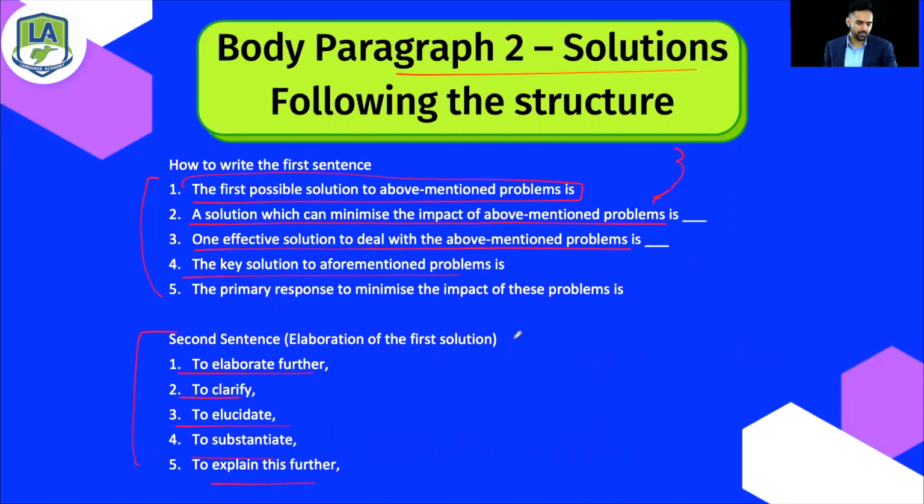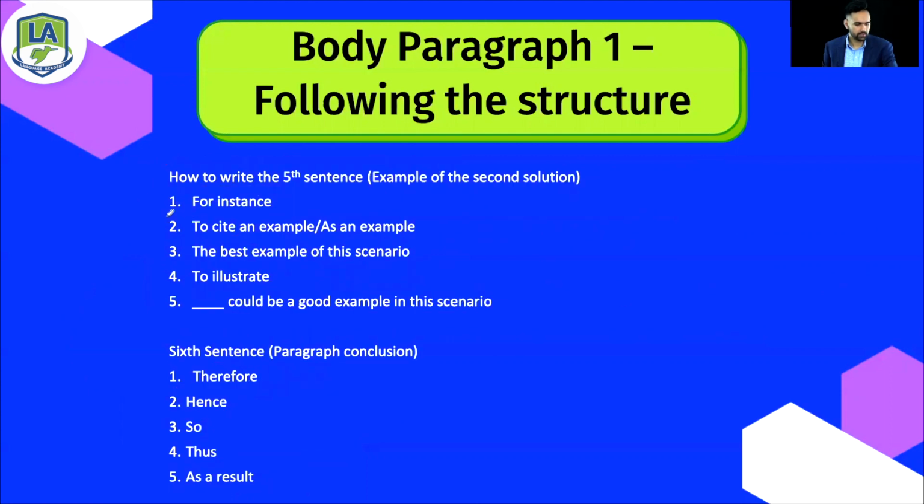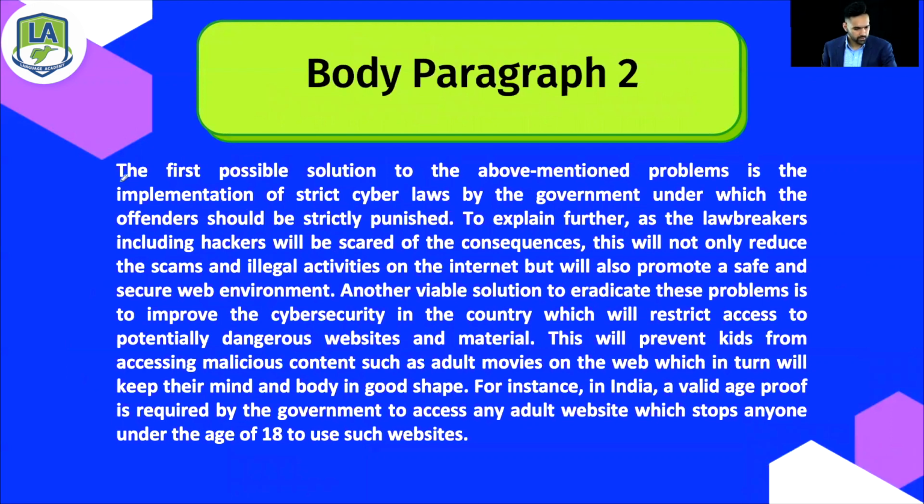It shouldn't look like you're just trying to fit these words in without even making sense. So you can simply say another solution is XYZ. This can help in this. So you can simply start with this, meaning you're referring to this solution, and then explain it. And then you have to give an example, to cite an example, the best example of the scenario, to illustrate, and then a conclusive statement. All right, let's have a look. The first possible solution to the above mentioned problems is the, so this is a template.